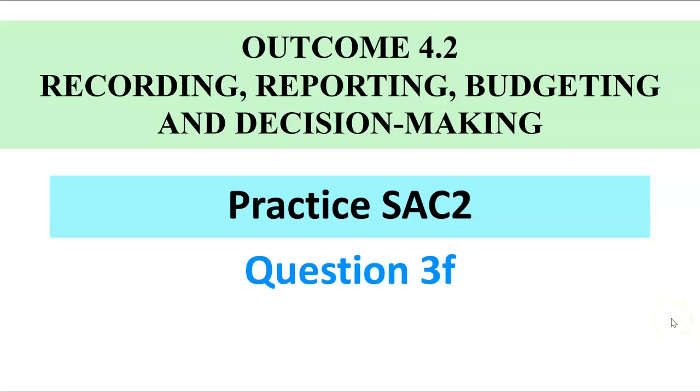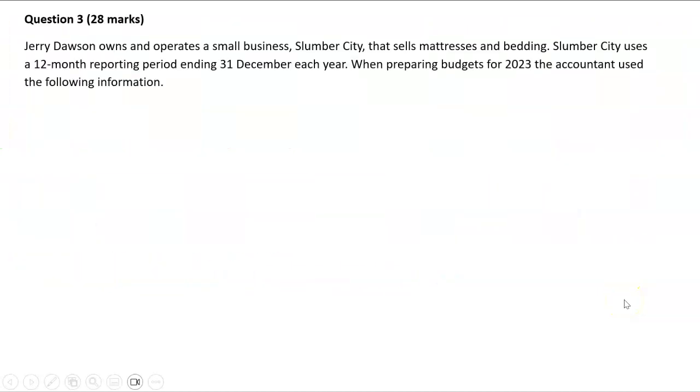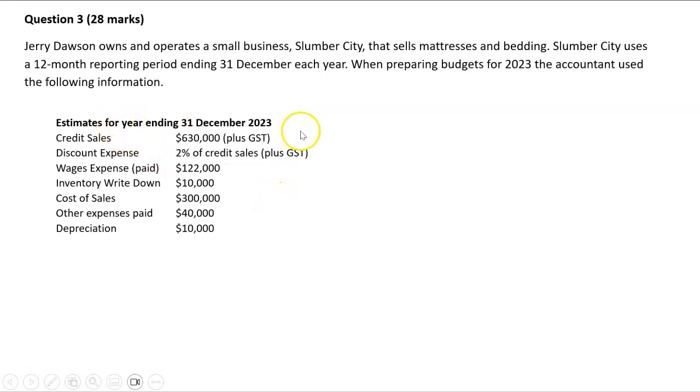The final part of question 3 was to do a cash flow statement, but what you'll see on the exam is that sometimes they only get you to do a part of it, and that could be the case on our SAC as well. So we've got Jerry Dawson owns Slumber City. We're doing a 12-month budget for the year ended 31st of December 2023. We've got these estimates of things that will happen during the year.